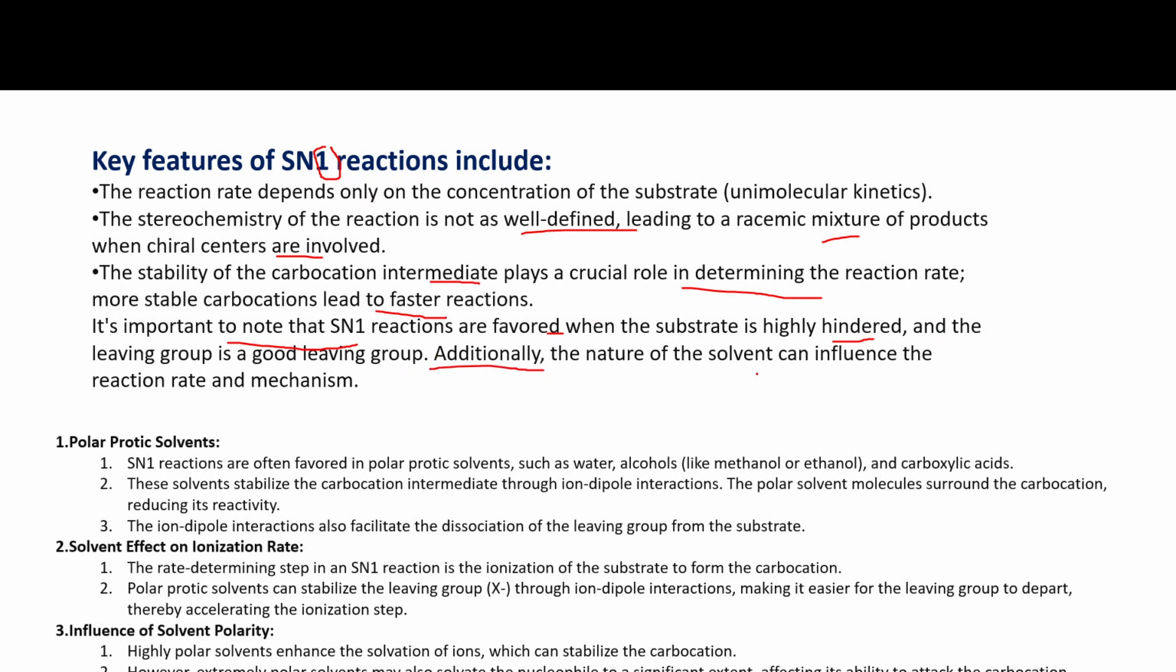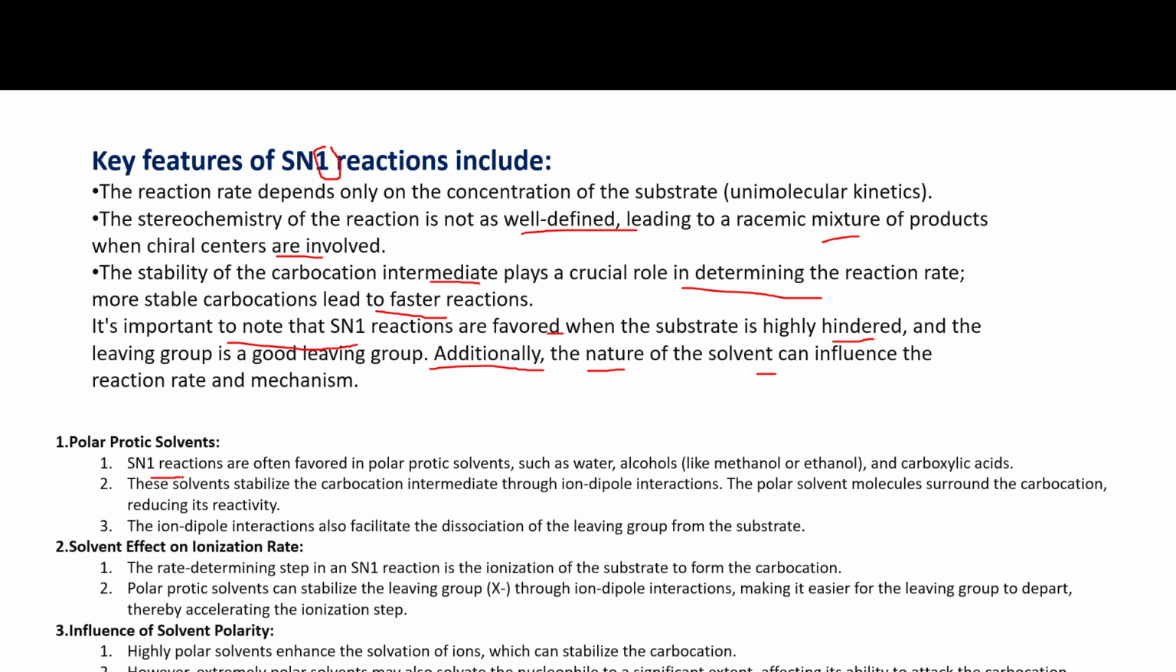Additionally, the nature of the solvent can influence the reaction mechanism. As I told earlier, a polar protic solvent gives more hydration and helps to stabilize both the carbocation and the leaving group, which helps SN1 reaction go better. So what are the effects that favor the SN1 reaction? One is the polar protic solvent.